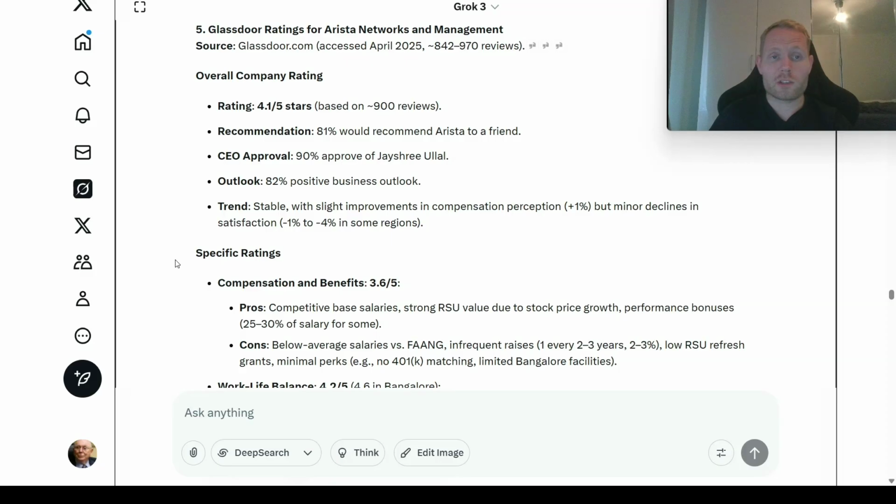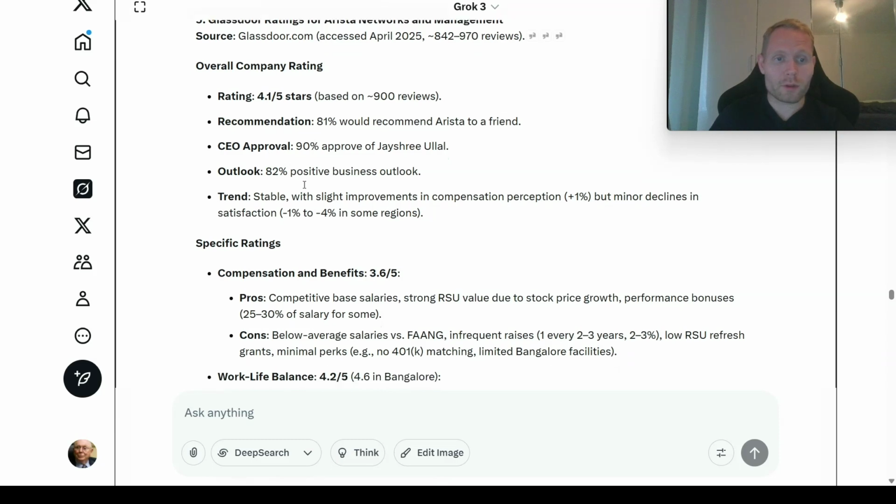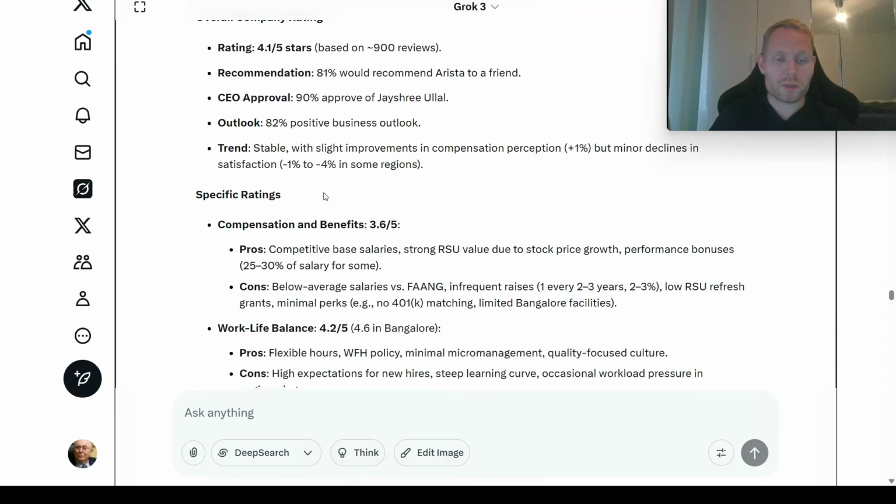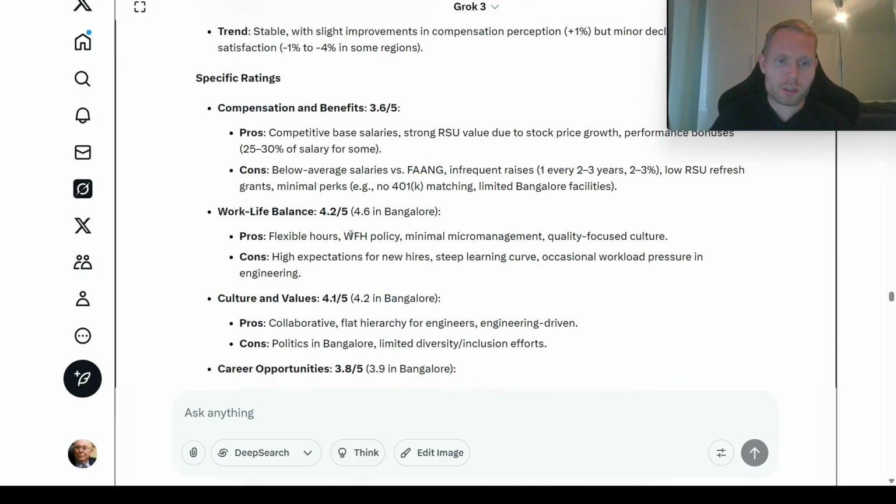Oh yeah, that was actually not the last thing in part 3. We still have Glassdoor and the bad press and lawsuits. The Glassdoor rating, you can see Grok makes a pretty good summary for us, where the rating is very good for the company. It goes into specific ratings, pros and cons.